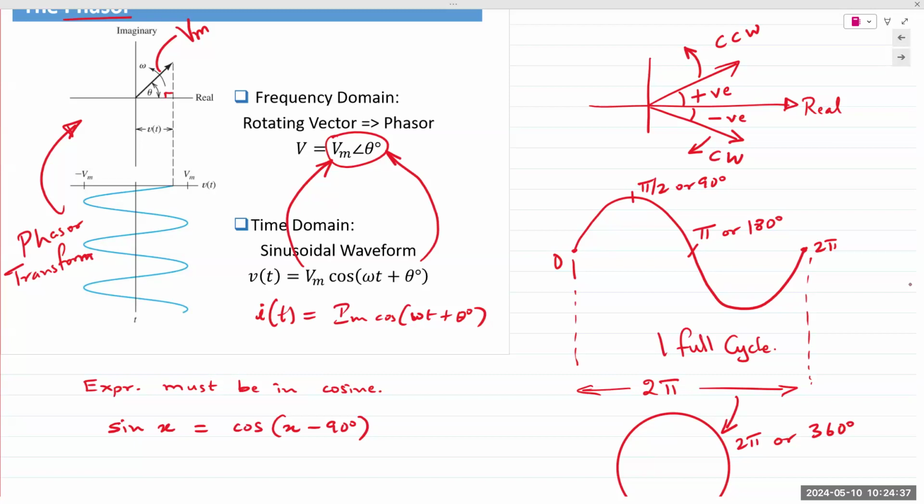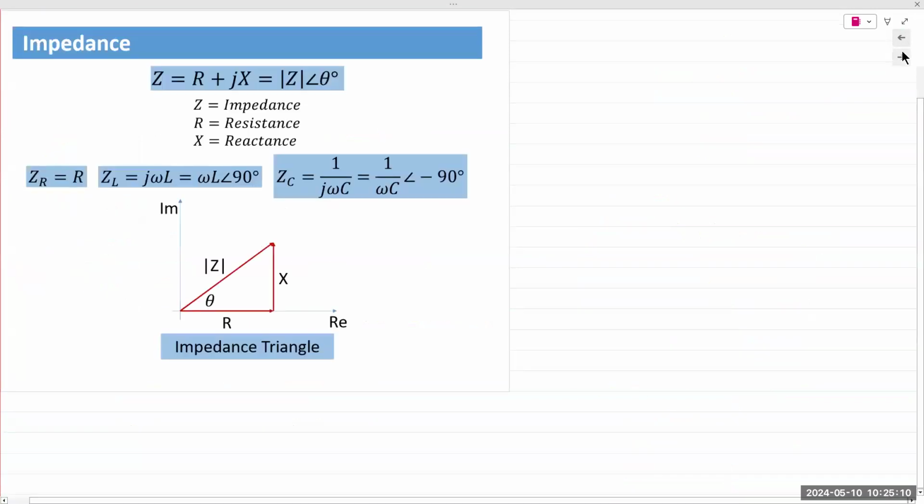Anyway, the phasor transform, if you wish to apply phasor transform and write the phasor directly for any voltage or current, your expression must be in cosine. Simple subtraction. You take the phase angle for that voltage or current, and you subtract 90 degrees from there. You shift the phase. So sine of x becomes x minus 90. So that's the vector representation for the voltage or current.